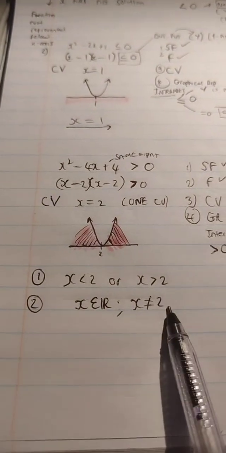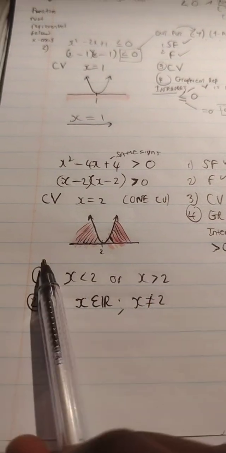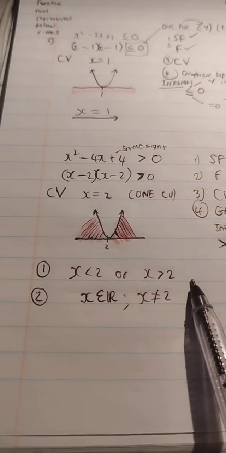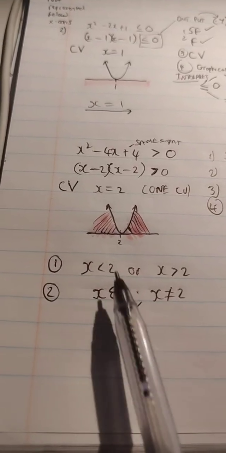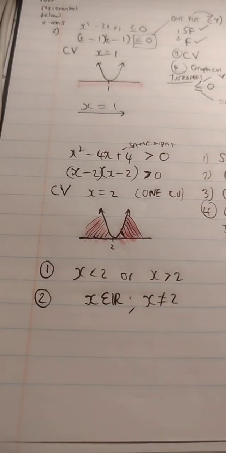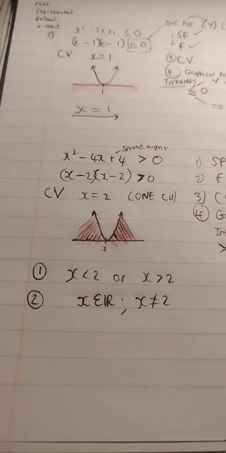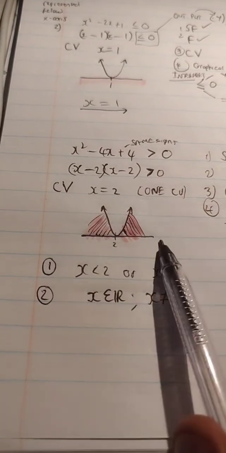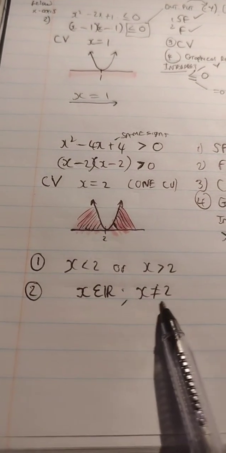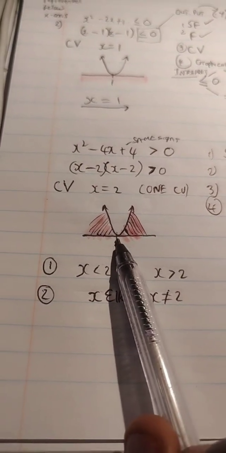With one exception, x cannot be 2. One way of writing the answer which is acceptable is to say x is an element of the real numbers. In other words, for every real number, remember real numbers are all the numbers in the number system. Every real number you can imagine, this applies. There's only one exception. X cannot be 2.